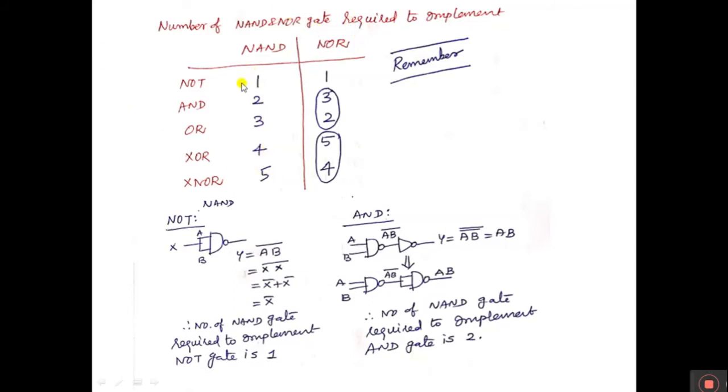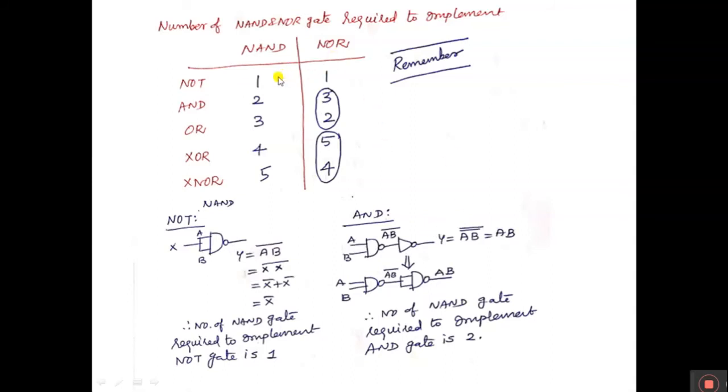For NOR gate, the 1 is the same. Just interchange these two numbers, 3 and 2, and interchange these two numbers, and that becomes 5, 4. Remember this table. It's very easy to remember. Sometimes they may ask a question from this, and you can directly choose the answer. No need to calculate this process. It takes time. How much time we are saving, that is better for us.